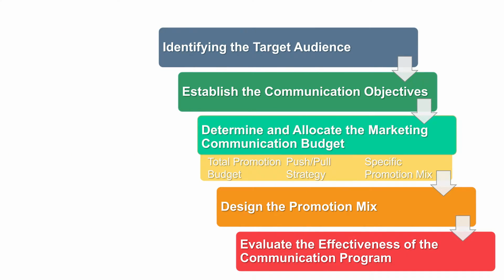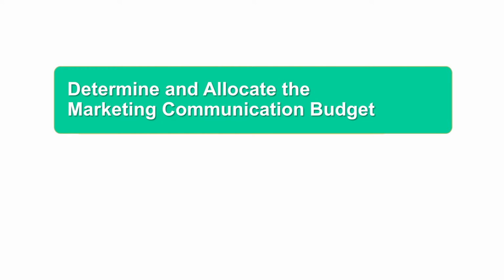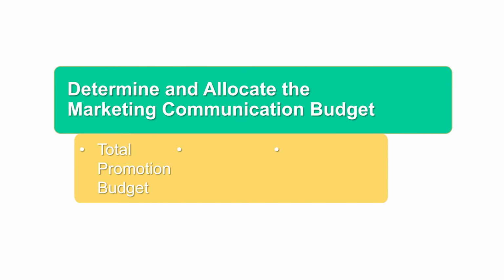Step 3 is to determine and allocate the marketing communication budget. While setting a budget for marketing communication might sound easy, you just need to calculate how much you need to accomplish your objectives. However, in reality, it is not that simple. We need to make 3 distinct decisions to set a budget. First, determine the total promotion budget. Second, decide on a push or pull strategy, or perhaps both. And third, allocate the budget to a specific promotion mix.